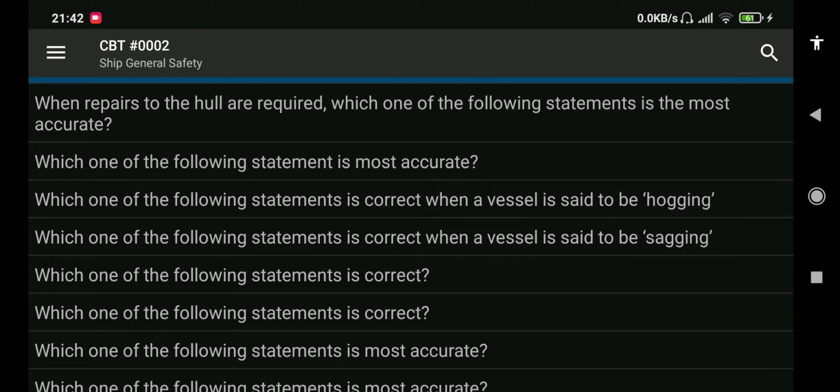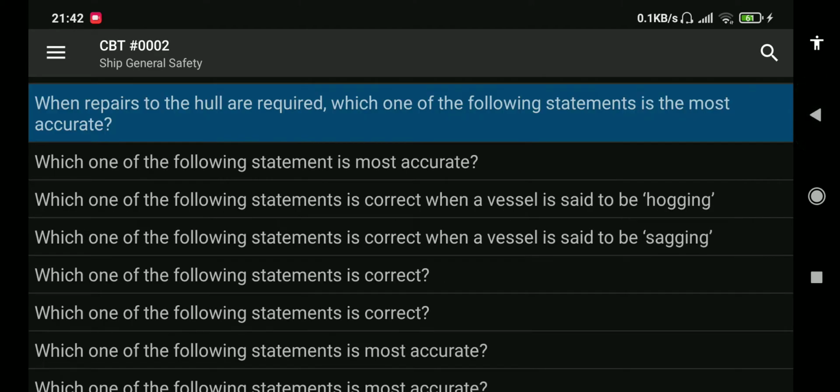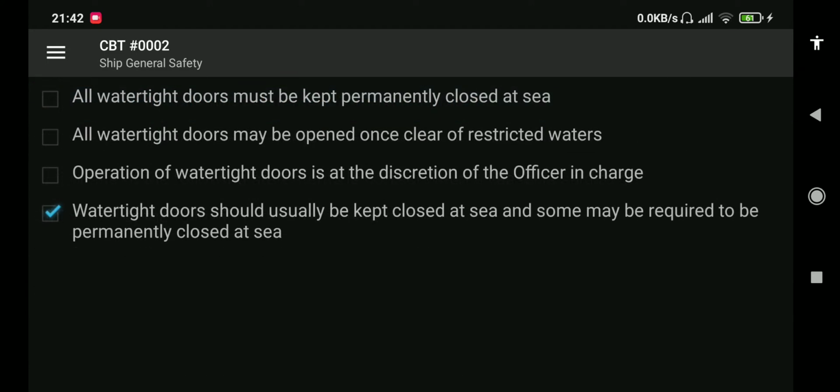Next, when repairs to the hull are required, which one of the following statements is the most accurate? Only the flag state administration, under a nominated surveyor, can approve repair work. Okay. Next, which of the following statements is most accurate? Watertight doors should all usually be kept closed at sea, and some may be required to be permanently closed at sea. Of course.